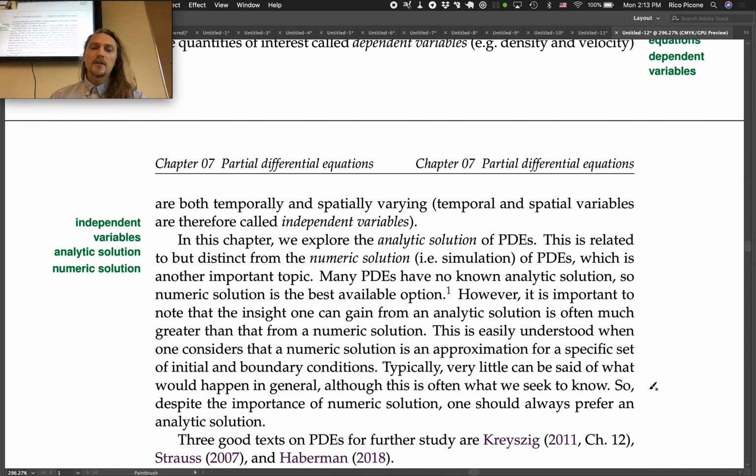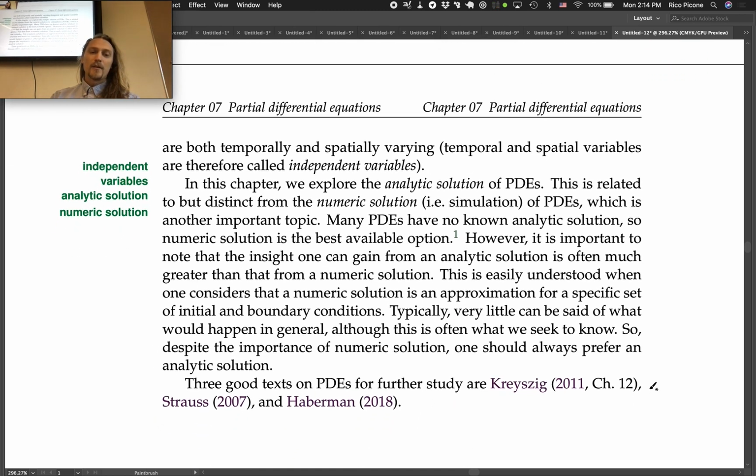This is easily understood when one considers that a numeric solution is an approximation for a specific set of initial and boundary conditions. Typically, very little can be said of what would happen in general, although this is often what we seek to know. So despite the importance of numeric solution, one should always prefer an analytic solution, if you can arrive at one. Three good texts on PDEs for further study are Kreyszig.